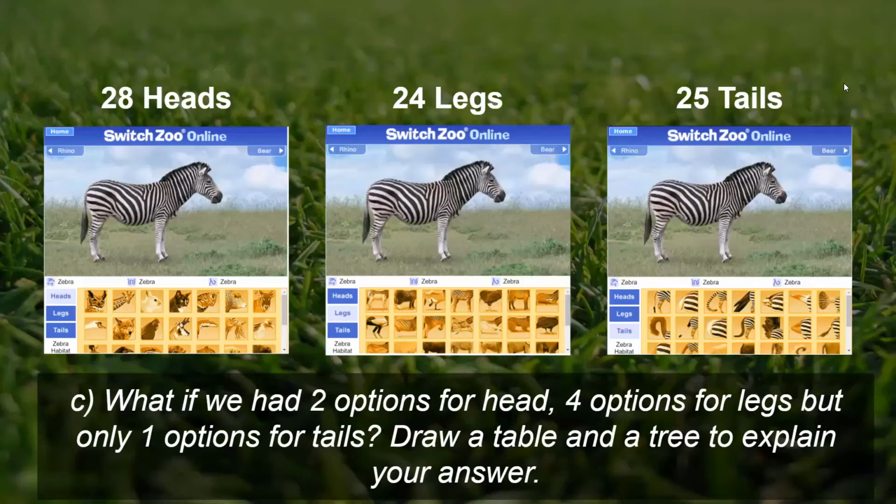In this video, we're going into the deepening questions for our Switch Zoo online scenario. In the original website, we are given 28 possible heads, 24 possible legs, and 25 possible tails. What if we had 2 options for head, 4 options for legs, but only 1 option for tails? How many possible combinations will that be? Let's draw a table and a tree to explain our answer.